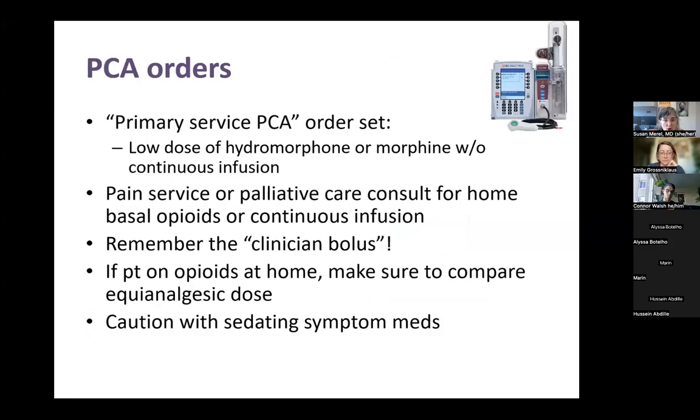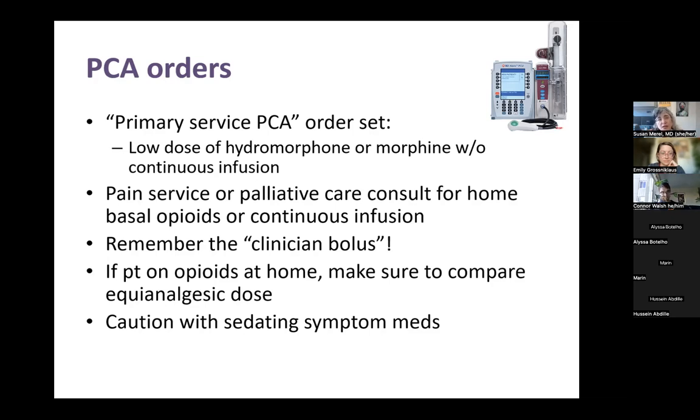So you all can order a PCA, and what you can order is a primary service PCA order set. So it's not what the pain service or palliative care can order. And it is a low dose of hydromorphone or morphine without a continuous infusion. So say it's your cancer patient and they're on long-acting morphine and you want to put them on a PCA and you think that the dose that's available to you is sufficient, that's a quick call to pain service or palliative care to continue their home basal opioids.